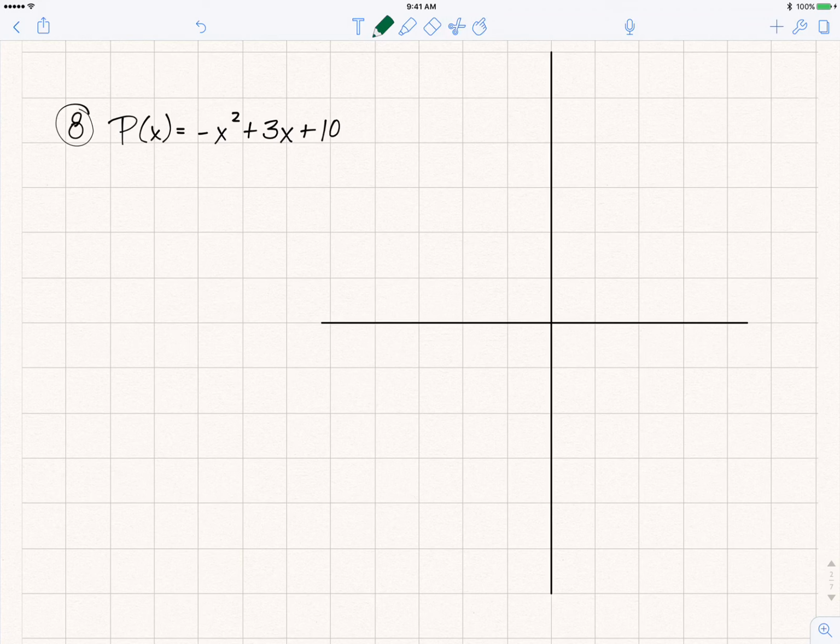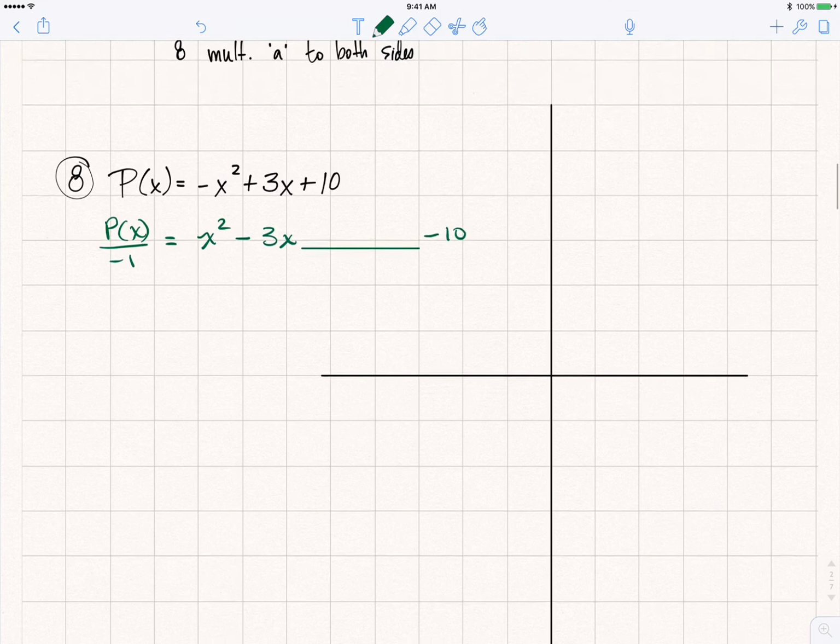So in order to divide on both sides by -1, that's going to end up being p of x divided by -1 is equal to x squared, that's the first term divided by -1, minus 3x, because you're dividing every single thing by -1. And then if I were you, I would leave some space here and go ahead and continue dividing by -1, so that's going to be a -10. So this is dividing by -1 on both sides.